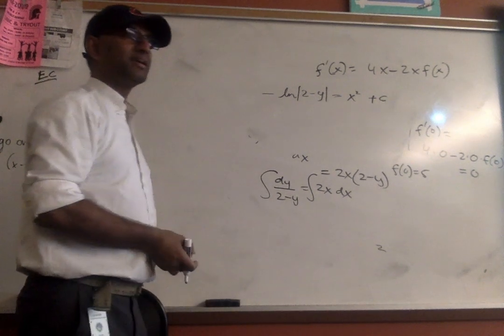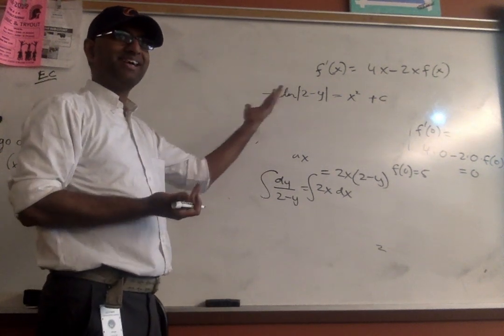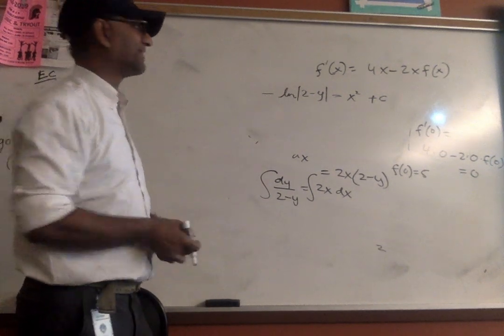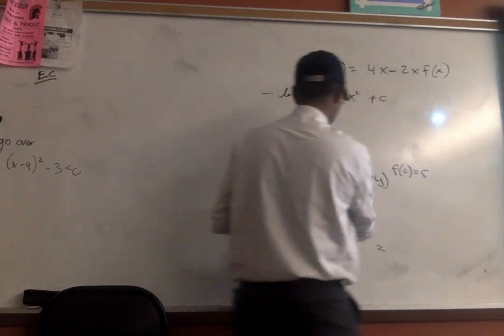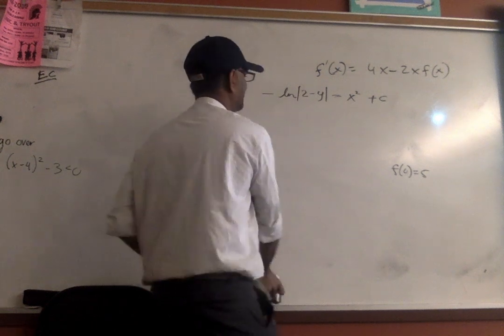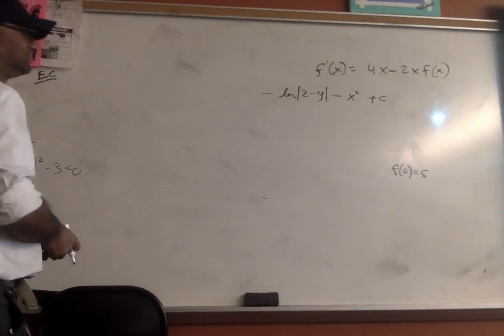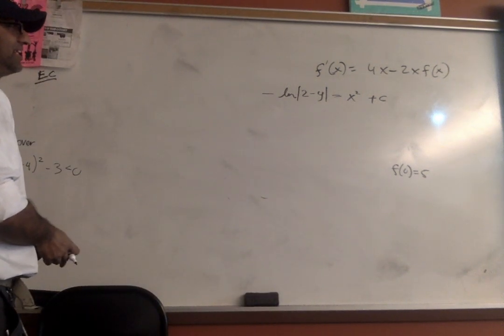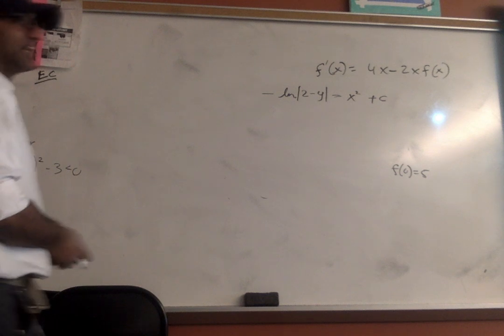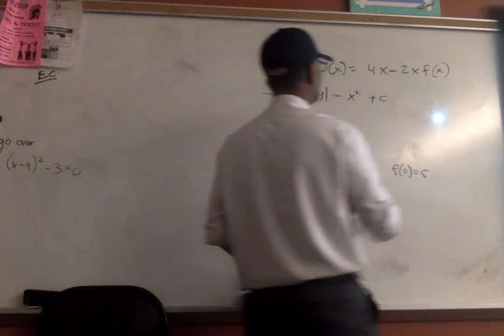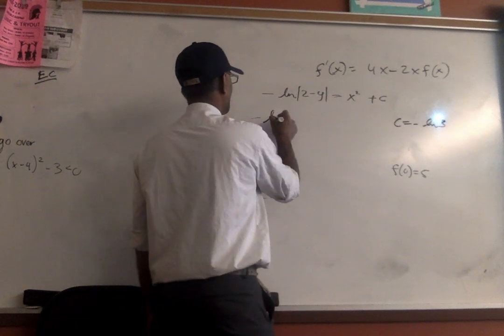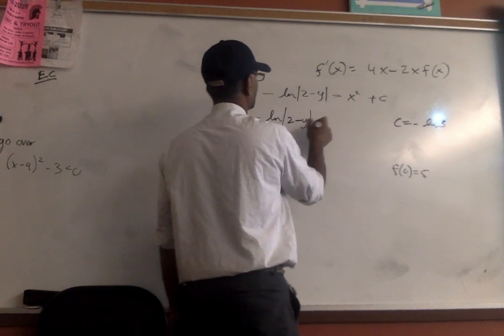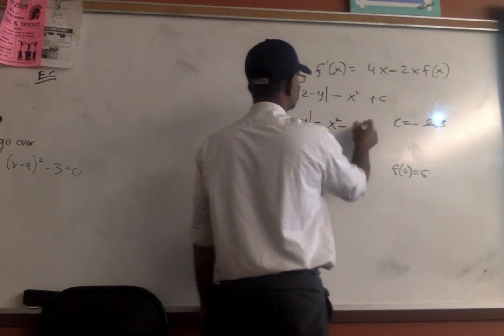Have you observed the rubric? Just writing plus c gets you 1 point. Okay, finding the c gets you another point. Find C yourselves. They give you f of 0 equals 5. So C is negative ln 3 because ln of negative 3 is taken as absolute value. So C is negative ln 3. Plug it in. So negative ln absolute value 2 minus y equals x squared minus ln 3.